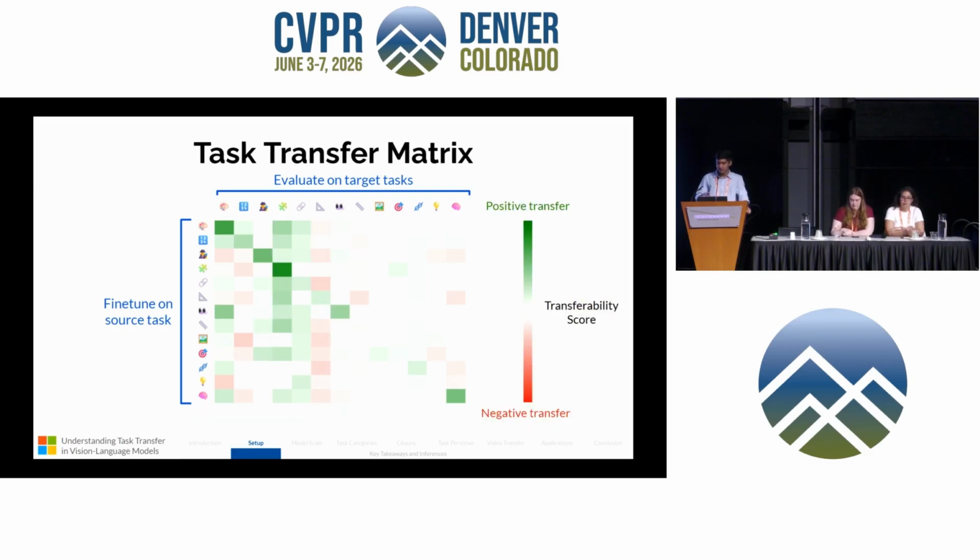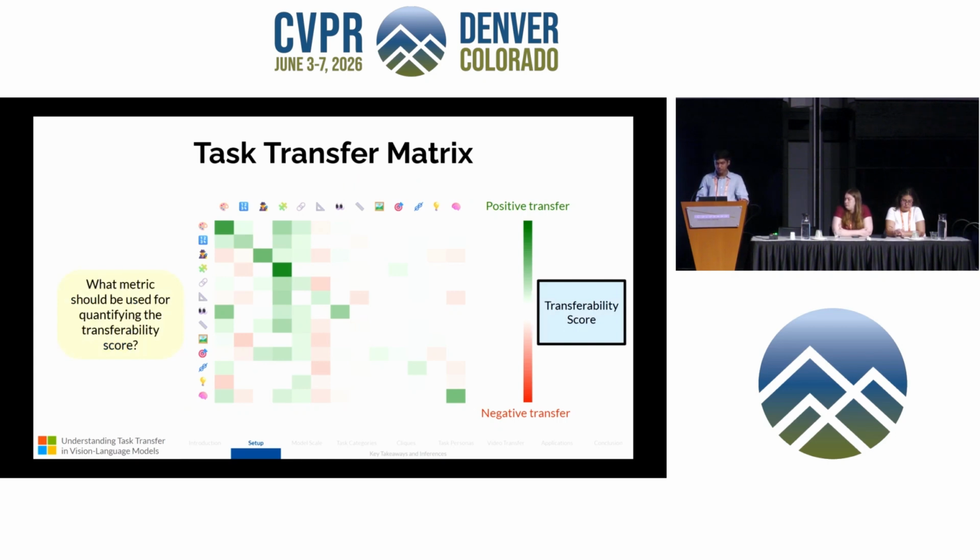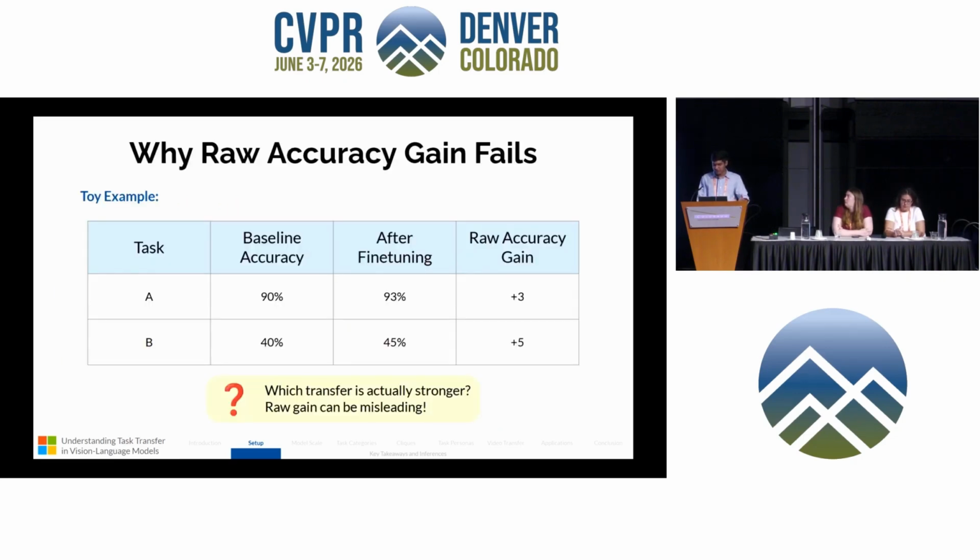So now we've defined the task transfer matrix, transferability, as well as malleability. However, all these three things are contingent on the transferability score. What metric should be used for quantifying this transferability score? A naive way to go about this would be to just use raw accuracy gain, but that quickly falls apart. Consider this toy example where task A and task B lead to a raw accuracy gain of 3 and 5 points. Since 5 points is greater than 3, it would exhibit a greater transfer, but that is quite misleading. One can argue it is much harder to go from 90 to 93% than it is to go from 40 to 45%. Hence, we need some normalization term here to account for the task difficulty.